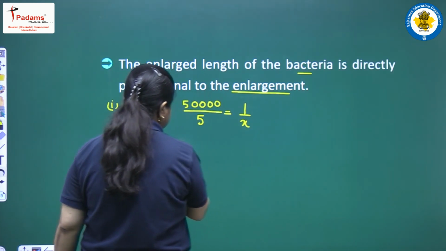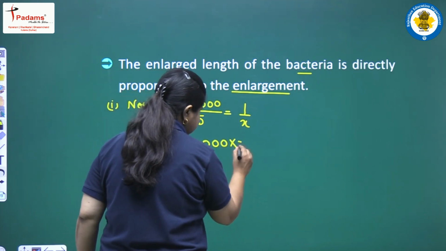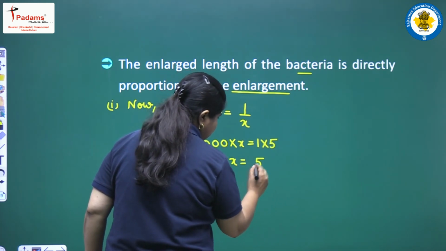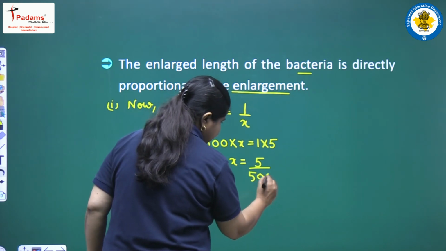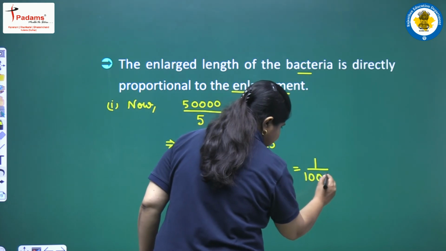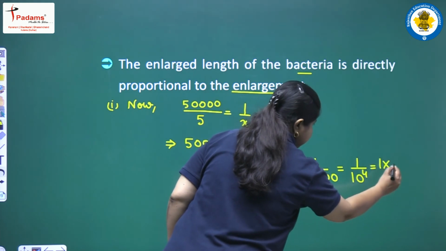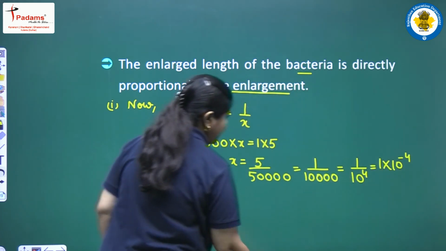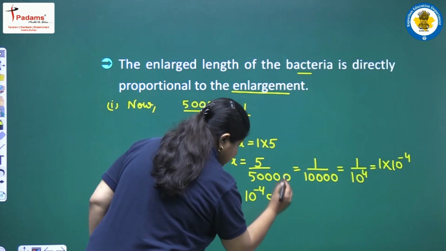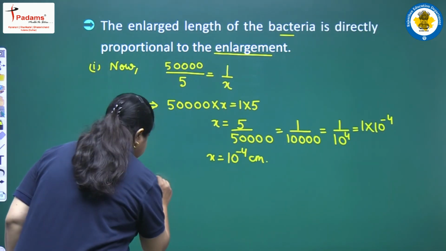यहाँ से हम x की वैल्यू फाइंड आउट कर सकते हैं। क्रॉस मल्टीप्लाई, यू विल गेट 50,000 इंटू x इक्वल टू 1 इंटू 5। यहाँ से x विल बी इक्वल टू 5 अपॉन 50,000. Now this will be equal to 1 upon 10,000 on dividing by 5, and this can be written as 1 upon 10 raised to the power 4. This can further be taken as 1 into 10 raised to the power minus 4, or simply we can write x equal to 10 raised to the power minus 4 centimeter. And so with this we get the actual length of the bacteria.